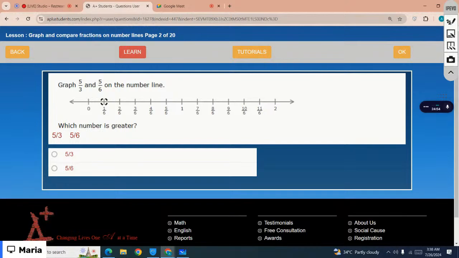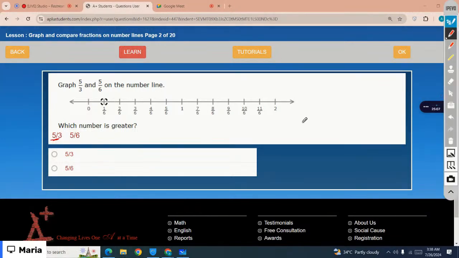Okay, graph 5 by 3 and 5 by 6 on the number line. Which number is greater? So you can see here 5 over 3, right? In the case of 5 over 3, numerator is greater, so that is greater than the other one. When numerator is greater than denominator, the fraction is greater than the other one. So 5 by 3 is greater than 5 over 6. Any question you can please ask.